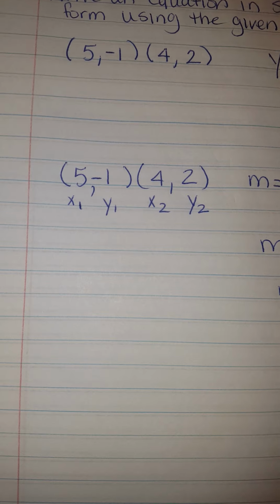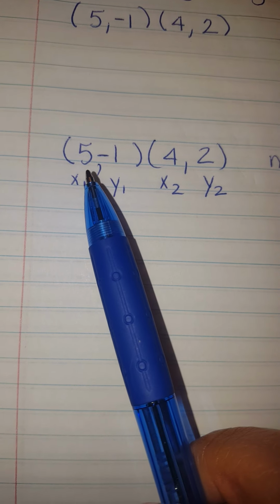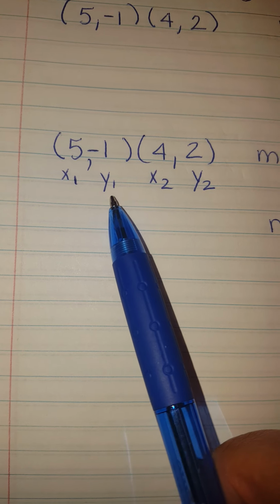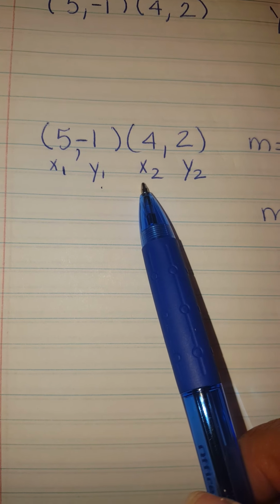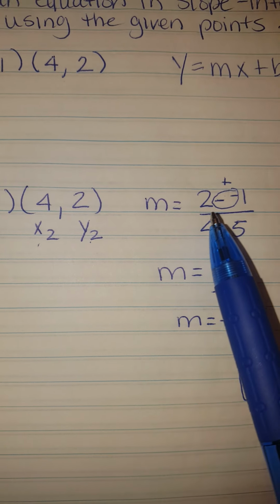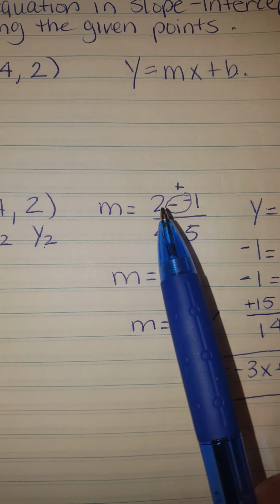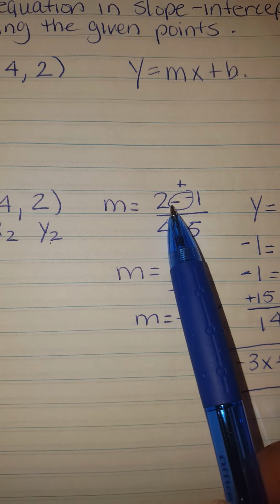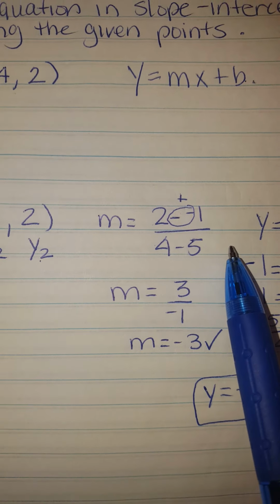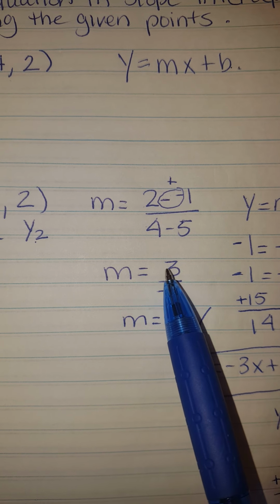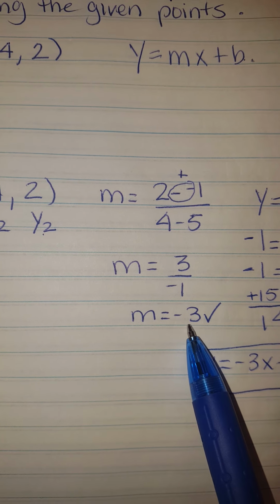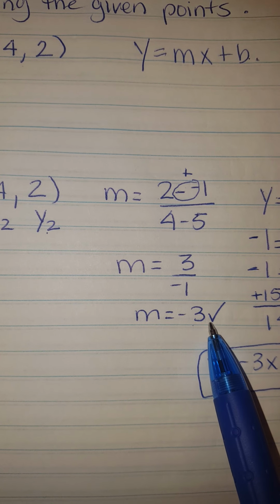Okay, so we're back. So the first thing I did, I labeled my points. My 5 is x1, my -1 is y1, my 4 is x2, my 2 is y2. Labeling those points, I plug them into the formula. y2 minus y1 over x2 minus x1. That gave me 3 over -1, which reduces to -3, so I have a slope of -3.